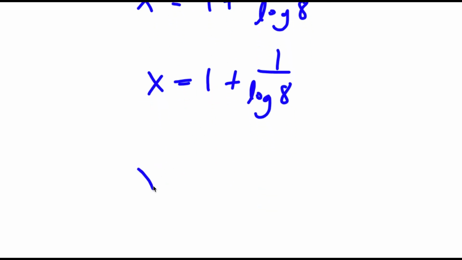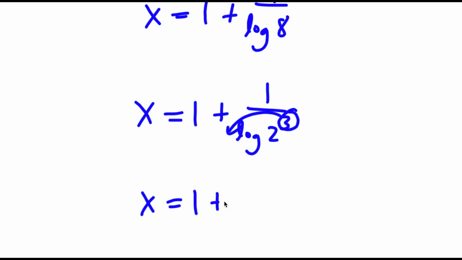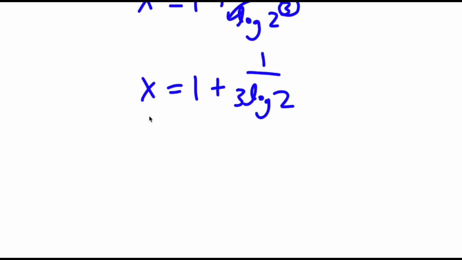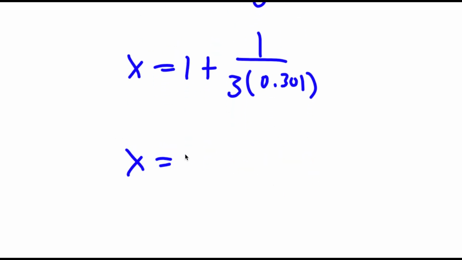Now log 8 I can rewrite as log 2 to the power of 3, and I can move 3 to the front. So now I have x is equal to 1 plus 1 over 3 times log 2. Now log 2 is equal to 0.301. So now I have x is equal to 1 plus 1 over 3 times 0.301, which is 0.903.